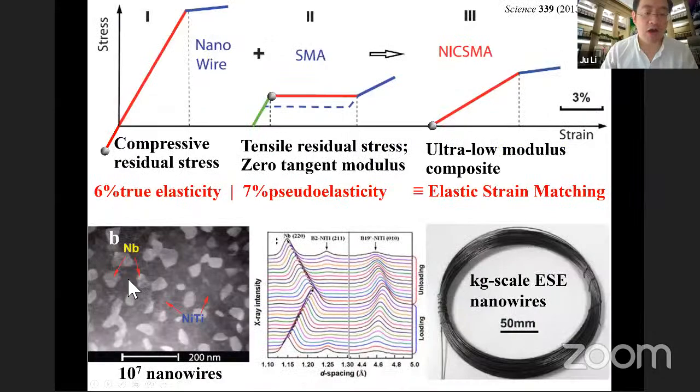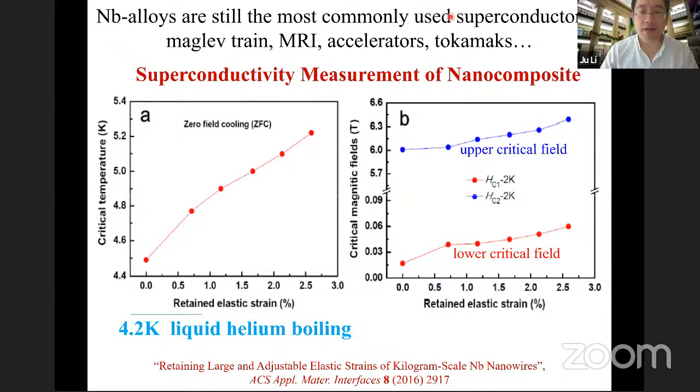And niobium is actually pretty widely used in maglev trains and MRIs and so forth. And you can shift TC from 4.5 Kelvin to something like 5.2 Kelvin. That doesn't sound like very much, but remember this is being cooled by liquid helium. So this actually improved the engineering margin.